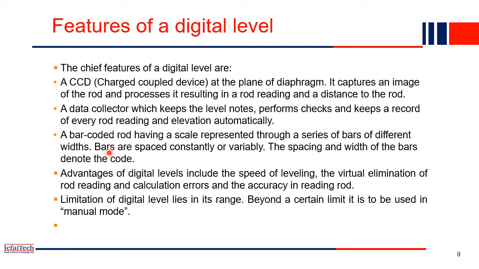In the earlier first two cases, that is dumpy level and IOP level, basically you have to look through the eyepiece, and whatever the staff reading is there, you have to manually interpret the staff reading or the scale reading, right? But here it automatically captures and counts the reading from the staff rod and processes it, resulting in the rod reading and distance to the rod, right? There is also a data collector which keeps the level notes. Whenever any reading has been taken, no need to take manual notes, automatically it will be captured in the hard drive. It performs checks and keeps the record of every rod reading and evaluation. Automatically everything will be done.